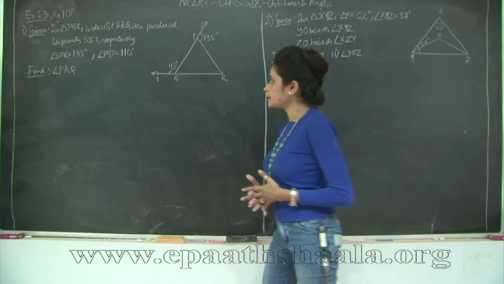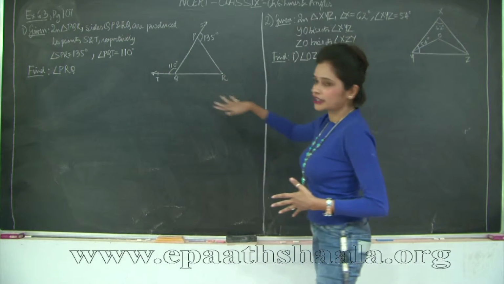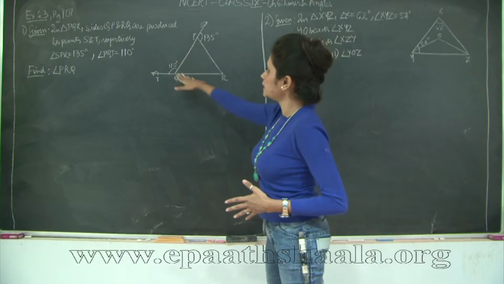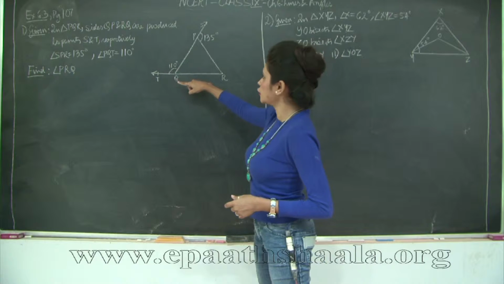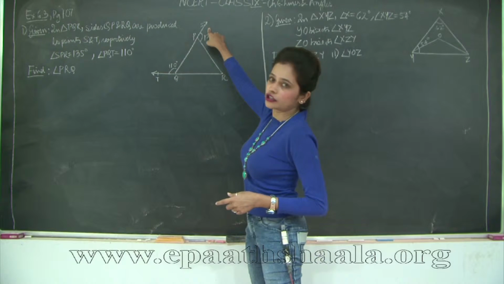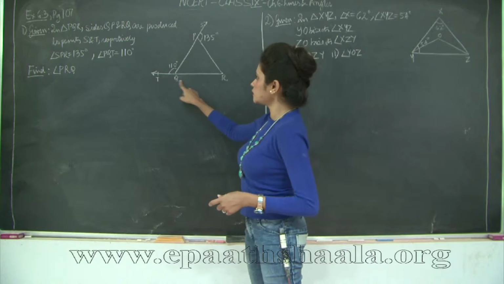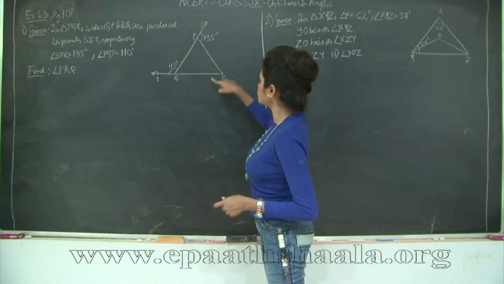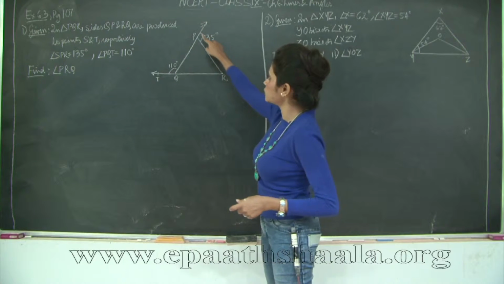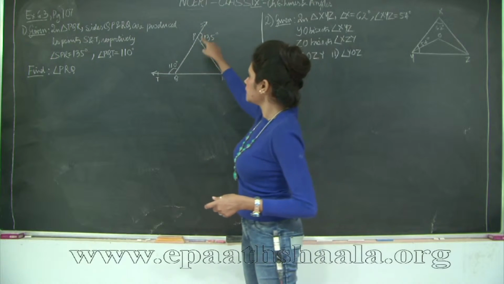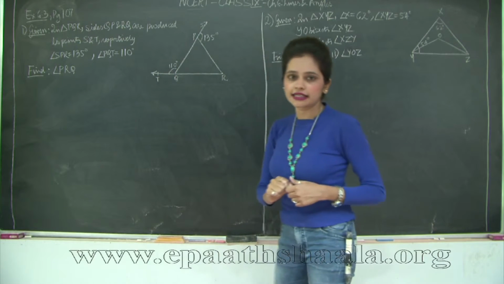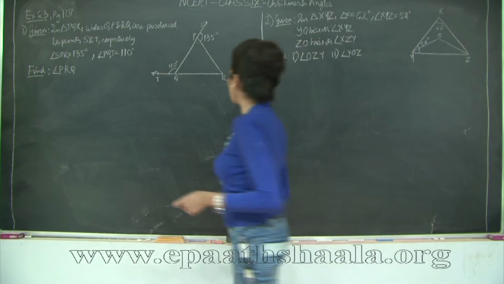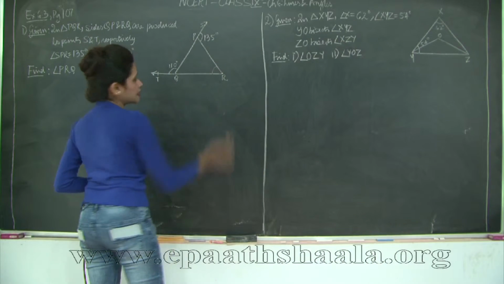So let's get started. The first question, this is the figure that's given. We've been told that in triangle PQR, the side QP is extended to point S and RQ is extended until point T. Also, angle SPR is equal to 135 degrees and angle PQT is equal to 110 degrees, which is marked. So what do we need to find? We need to find the measure of angle PRQ. So we need to find this angle.